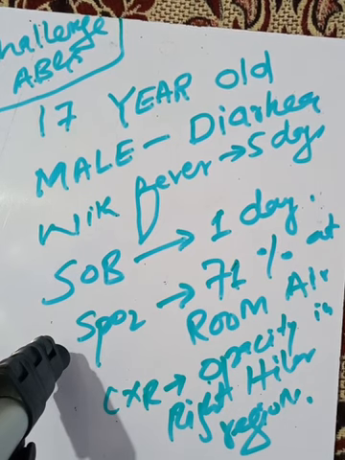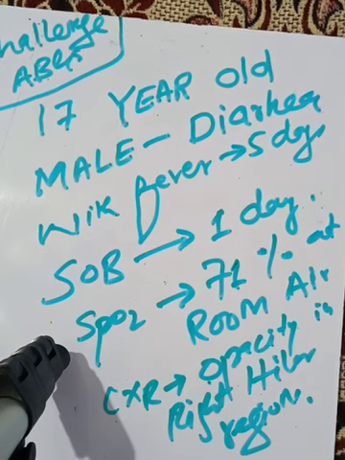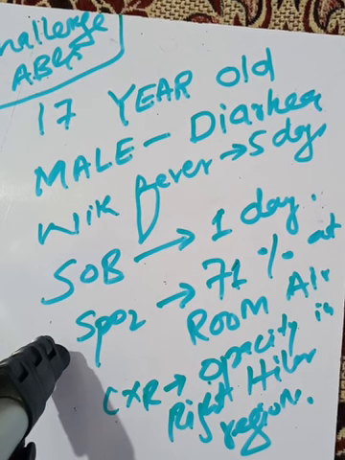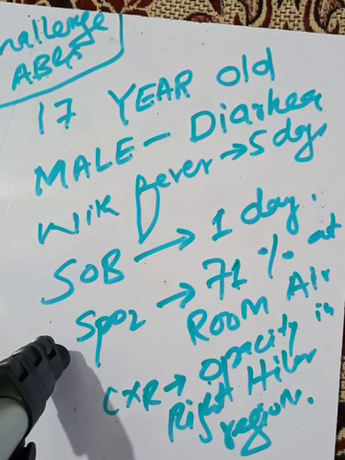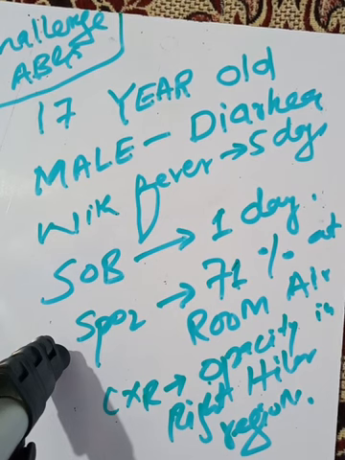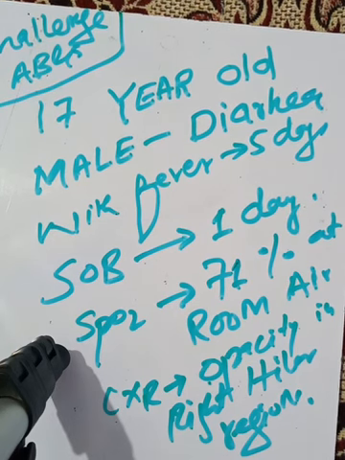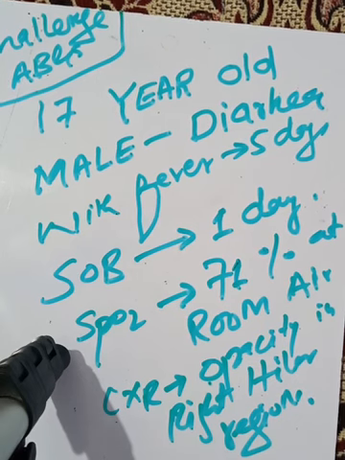So, a 17-year-old male. I received this patient in the ER. A 17-year-old male with no previous comorbids. He presented with the chief complaint of loose motion associated with low-grade fever, 100, 101 and 102, without rigors and chills, for the last 5 days. He is also having shortness of breath for the last 1 day, but no cough, no sputum. And SpO2 when I checked at room air was 71%.